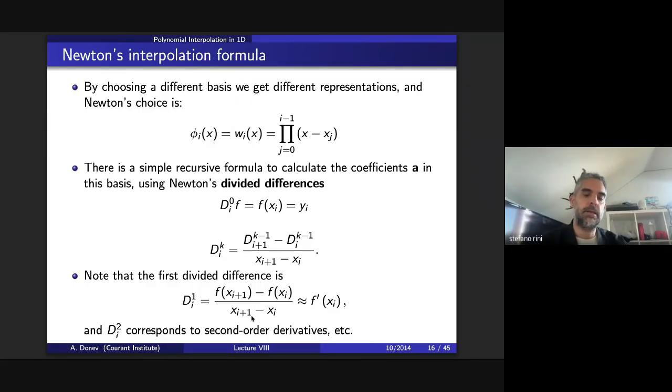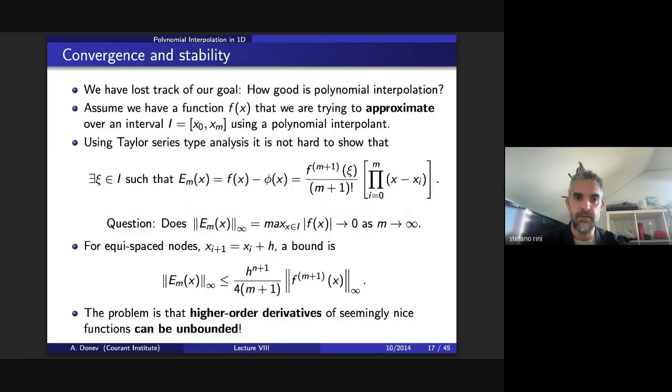Okay, so if somebody gives you 2 points of a function and asks you to approximate the derivative using 2 points of the function, this will be the approximation of the derivative that you will give them back. Okay, and then if you go on to the d2 of i, this corresponds to the second order evaluation of the second derivative of the function, and so on and so forth, right? So these divided differences are actually sort of reconstructing the function based on its approximation, its derivatives.